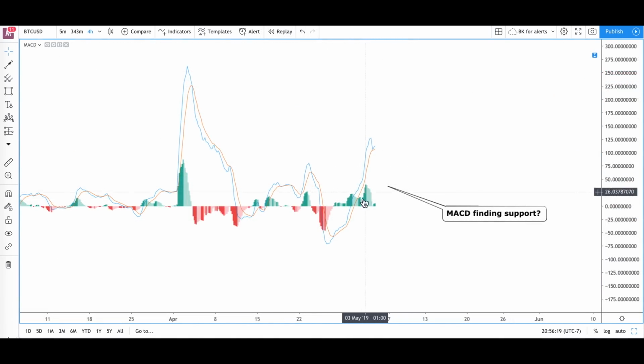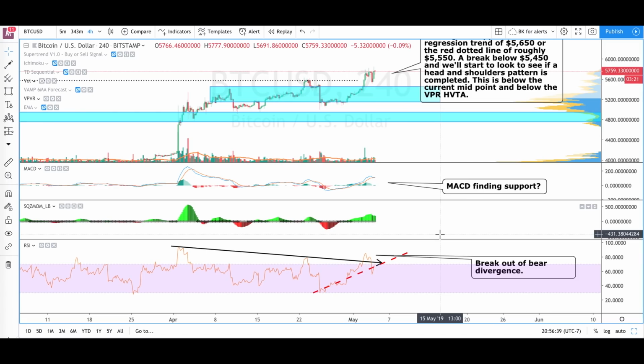The MACD is trying to find support on that signal line. We've got the histogram trending up. There's still some momentum in the 4-hour charts. Now we've got to go up in time scale to see how that momentum might be playing out. But on the lower time frames, Bitcoin is doing okay right now.